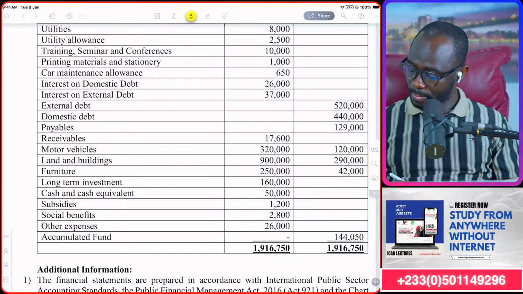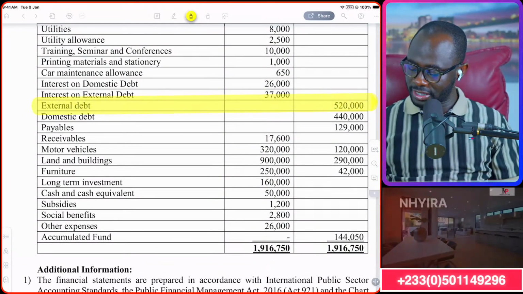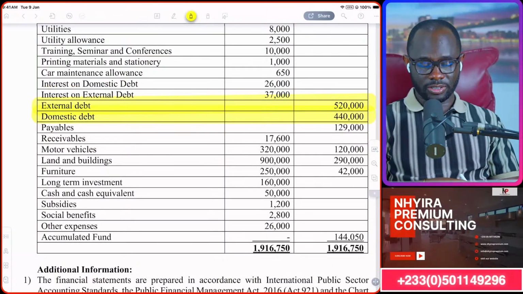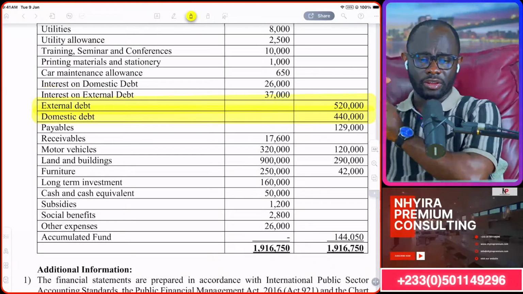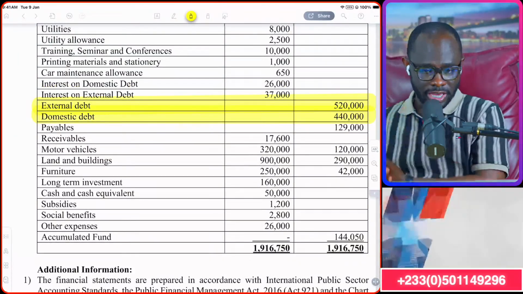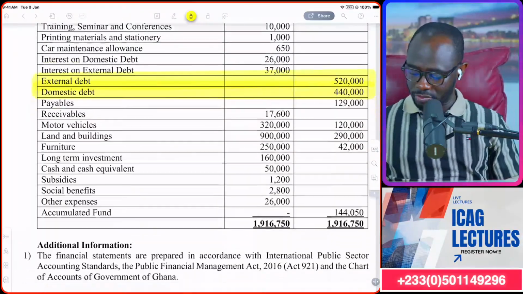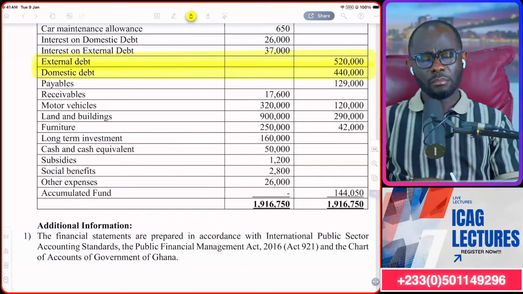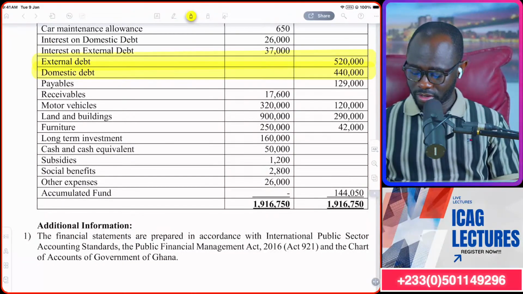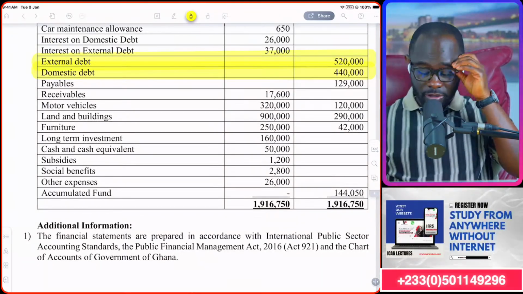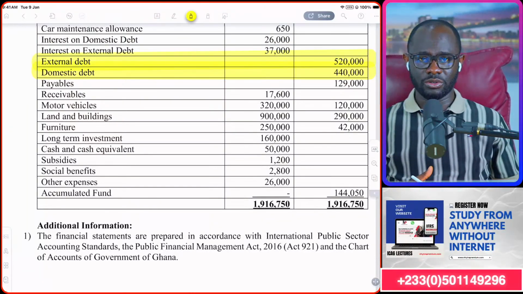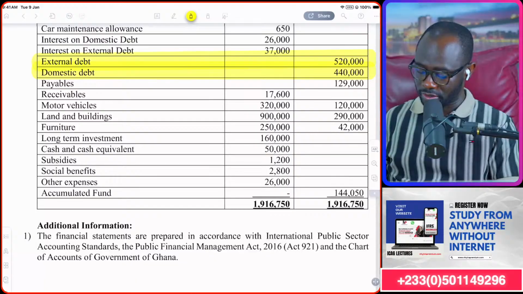Next, domestic debt, external debt. So these are the debt outstanding so far. We'll come back to that because that will go directly on the face of the statement of financial position. Again, subject to anything that may happen in the notes as we proceed. Payables. Okay, for now, we're not going to touch that as well. Receivables. Again, we're not going to touch that as well because if there are certain things in the notes, then we could talk about them.